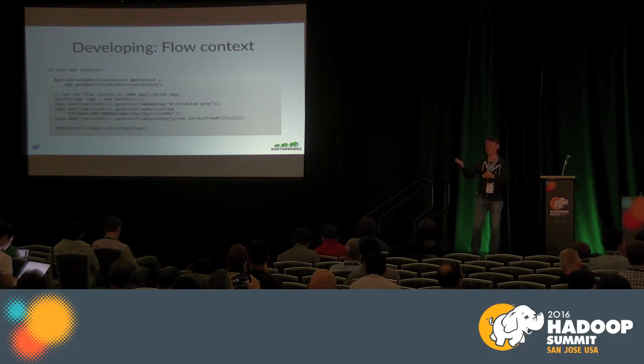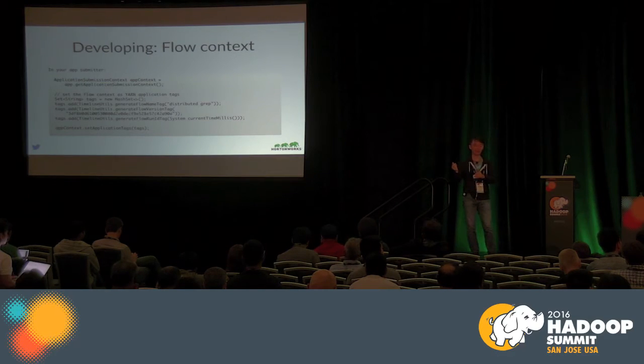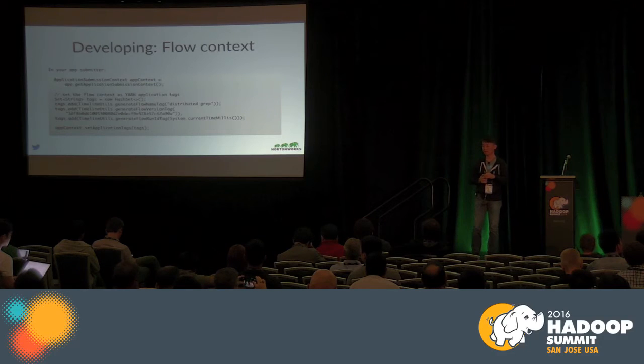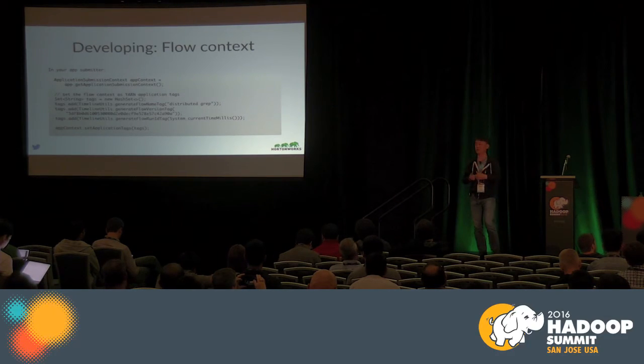We also provide some utility methods so that you can easily generate these flow tags. You can say generate flow name tag, and you provide your own value for the flow name, and so on and so forth. You simply add these Yarn tags to the application submission context, then you're in business. Then you can nicely group all your applications into the same flow, and you'll benefit from all the metric aggregation I told you about earlier.